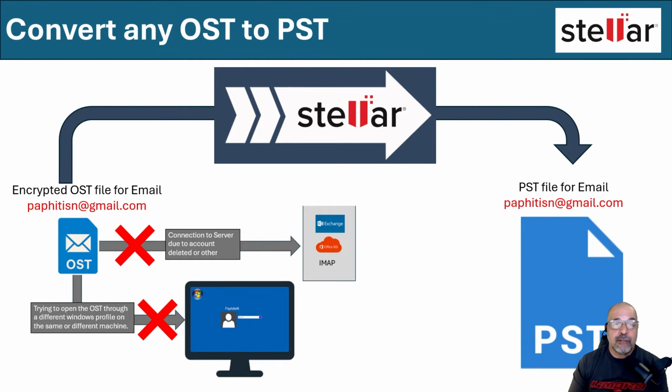If somebody's going to leave, I can just go and take the OST file from the computer, I can delete their account, and then I can convert that OST, or all the OSTs from that Outlook on that person's device, and convert them to PST. Even if the account is deleted, even if the profile is different, it doesn't matter what it is, the encrypted file can be converted to a PST. So that's why I use Stellar.